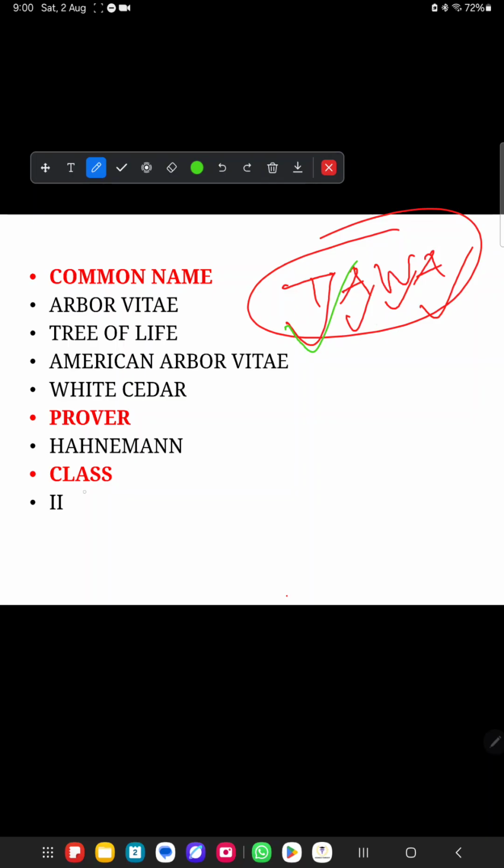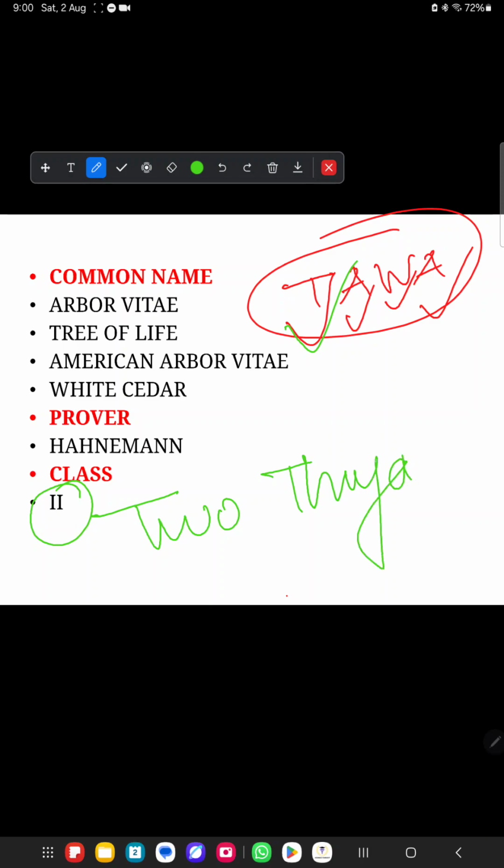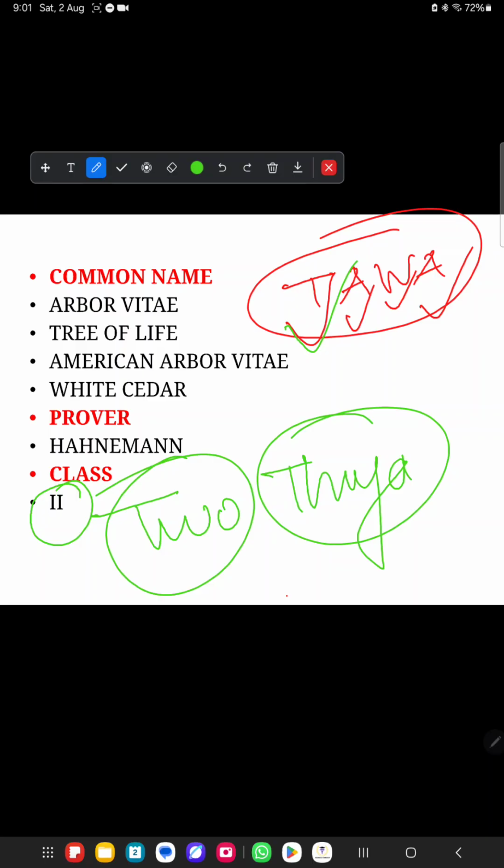And this medicine is prepared under class 2. So how will you remember? T for 2, T for 2 and T for Thuja. What will T be? Thuja. What will T be? Two. Okay, so this medicine will be prepared under class 2. Just try to remember. And this medicine was proved by Dr. Christian Frederick Samuel Hahnemann. Okay.